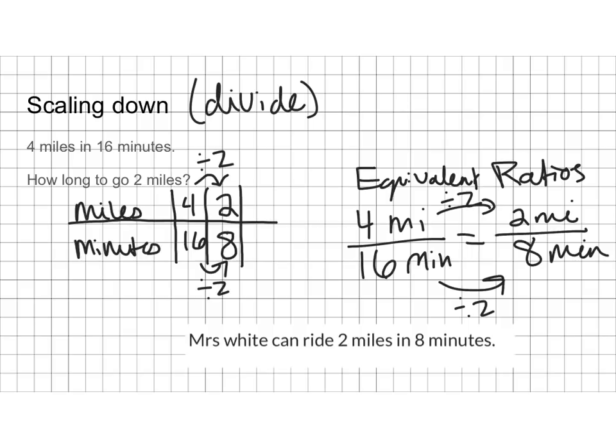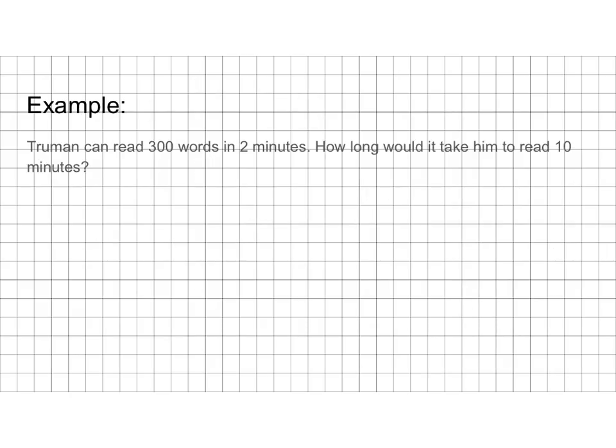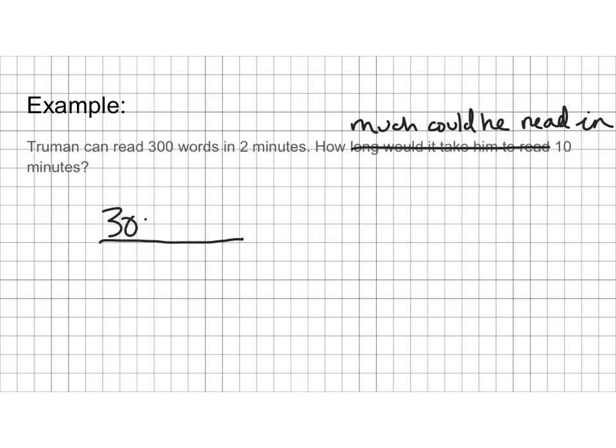All right, let's do another example. Okay, so if Truman can read 300 words in 2 minutes, how long would it take him to read? Oops, I guess I said that wrong. How much could he read in 10 minutes? So let's jump straight to the equivalent ratios this time because that's what we're here to learn. So first, let's set up our initial ratio. And feel free to pause and try this on your own if you feel ready. 300 words in 2 minutes.